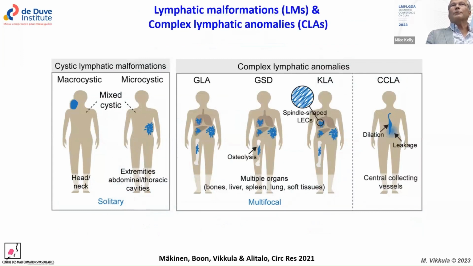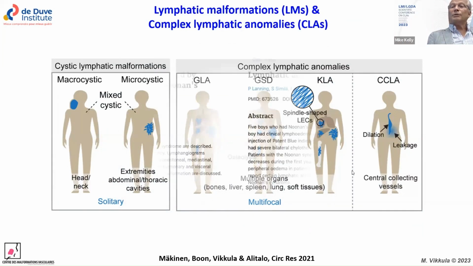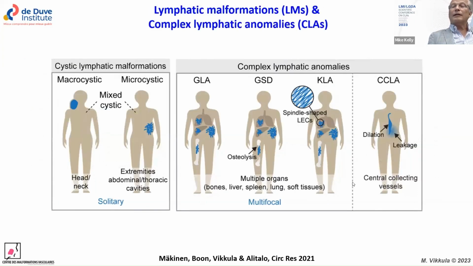This is also something that we drew, in a review with Taija Mäkinen's group in Uppsala and Kari Alitalo. Again, this is how we thought it could be helpful for individuals to understand the difference between a cystic lymphatic malformation and a complex lymphatic anomaly. It's not perfect. It's a drawing of what we think, but at least it can help individuals new to the field. Perhaps experts don't completely agree. We put this dashed line here because we think that the CCLA is perhaps sometimes identified as the sole problem, but on the other hand, it can also be part of GLA, GSD, and KLA.